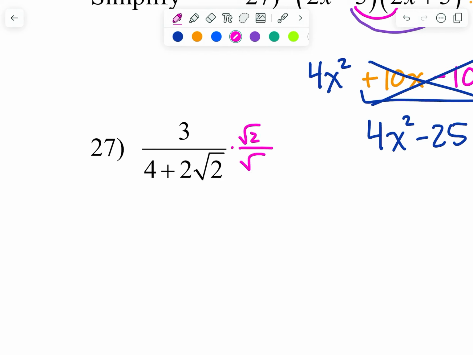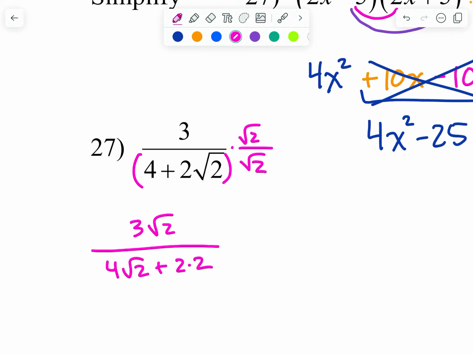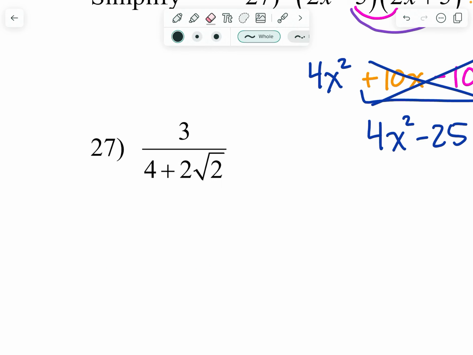If we multiply top and bottom by root 2, we could try, but we have to distribute. So on the top, I would get 3 root 2. On the bottom, I would get 4 root 2 plus 2 times 2. Great! I got rid of this one, but I made another one in here. So that doesn't help us at all. Instead, we have to multiply by the conjugate of the denominator.